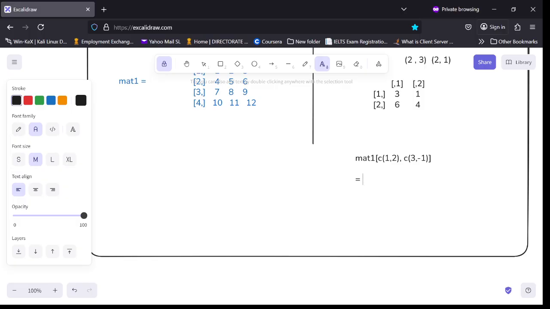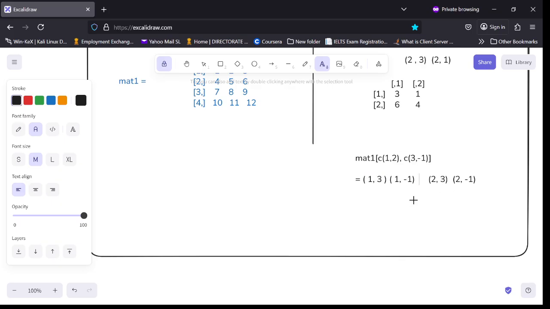So 1 minus 1, 1 3, and 1 minus 1 will be there. 1 comma minus 1 will be there. And 2 3, 2 minus 2 comma 3 and 2 comma minus 1. 2 comma minus 1 will be here. So this will be our first row, and 1 3, 1 minus 1, 2 3, 2 minus 1.